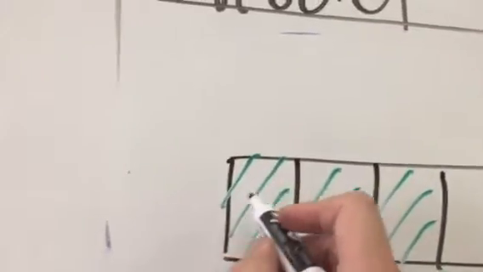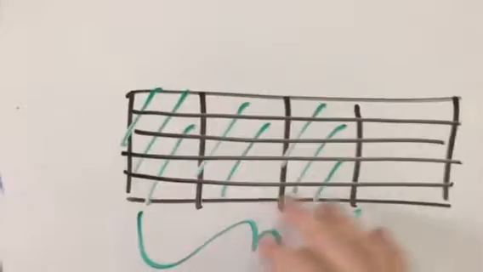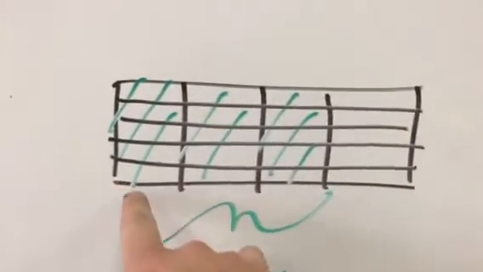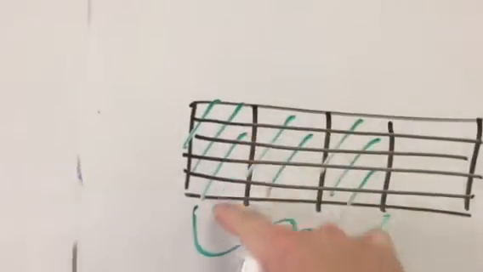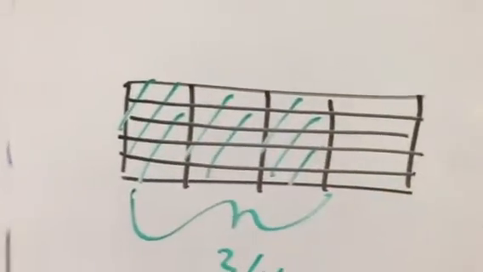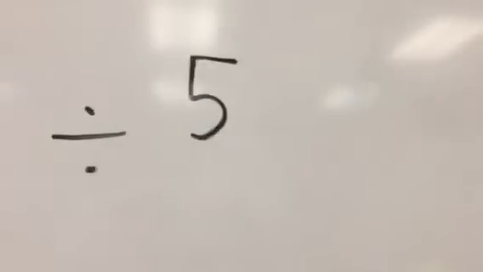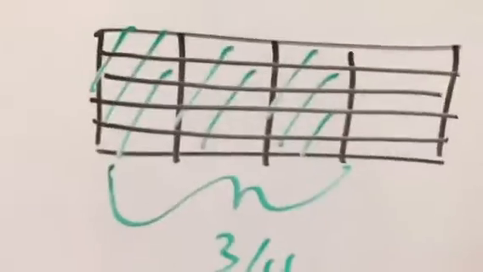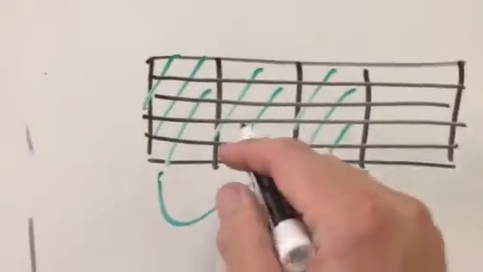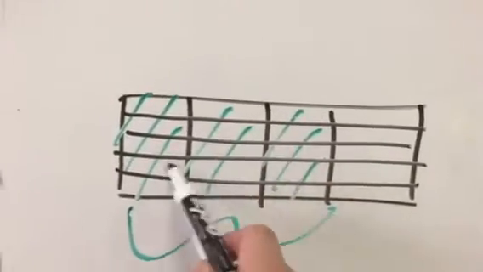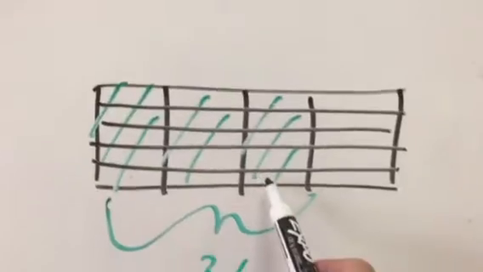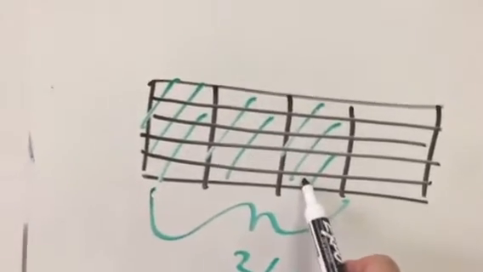Well, let's break it up into fifths. 1, 2, 3, 4. Okay, so there's the whole watermelon. It was in fourths, and I took the 3/4 and I split it up the other way with fifths. So now there's 5 people, right? So how much does each person get? Well, how many pieces do we have now? 1, 2, 3, 4, 5, 6, 7, 8, 9, 10, 11, 12, 13, 14. I got 15 pieces of watermelon.